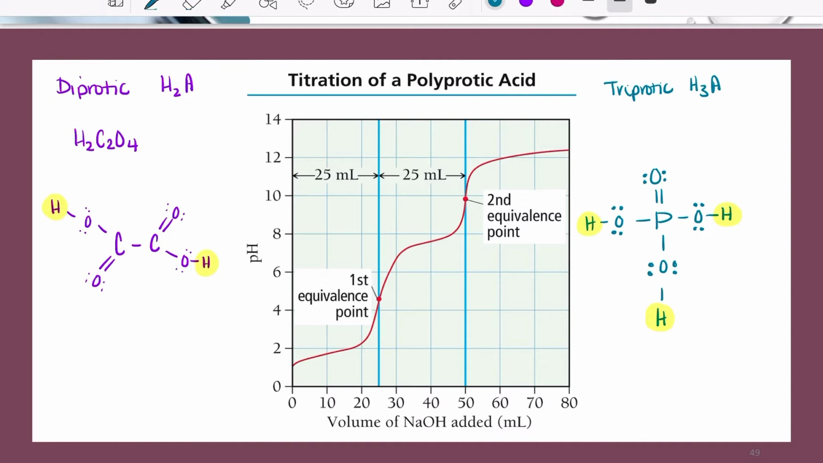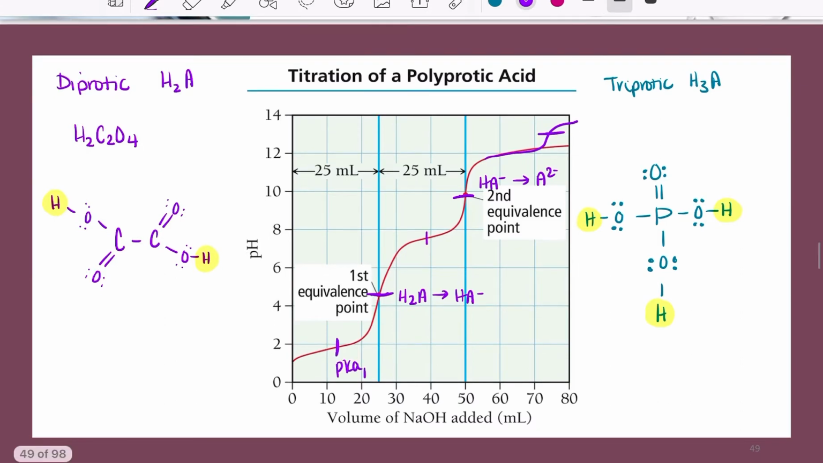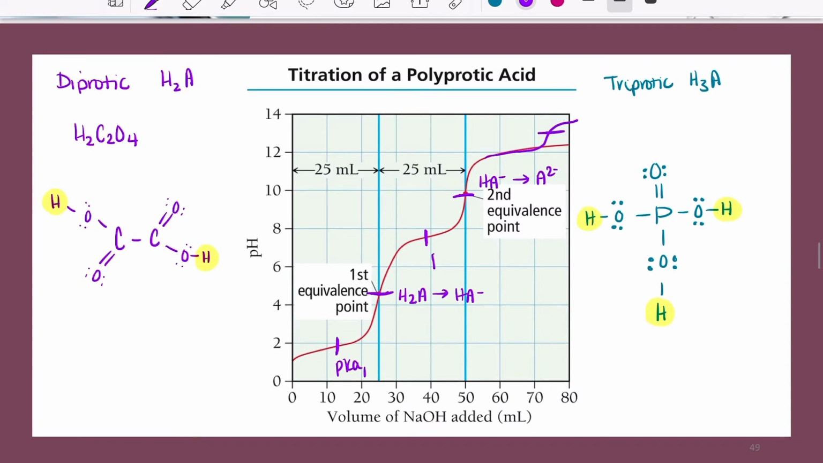So you need to be able to recognize, looking at these, is it a monoprotic, diprotic, or triprotic? Again, monoprotic would have one equivalence point, diprotic has two equivalence points, and a triprotic would actually have a third equivalence point. The first equivalence point is when it's going from H2A to HA minus. Second equivalence point is when you have HA minus going to A2 minus. And halfway to the first equivalence point is your first pKa value, and halfway between the first and second equivalence points is your second pKa value.